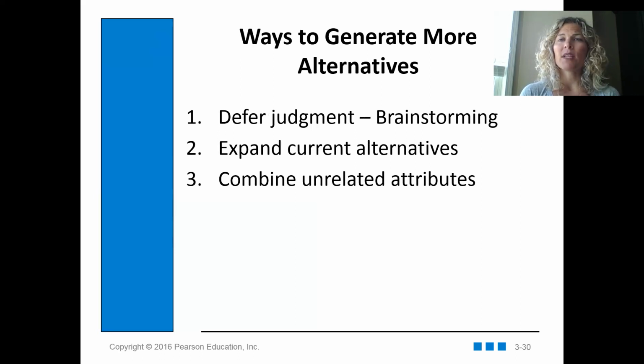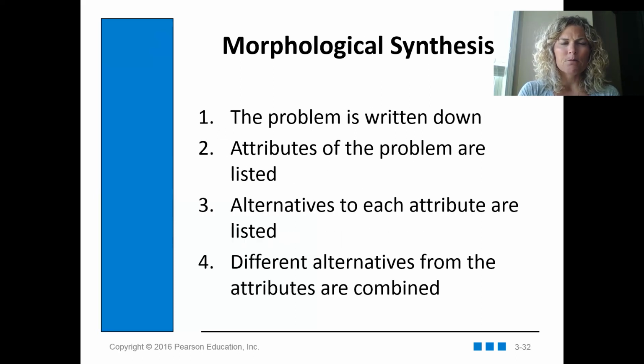The last one is combine unrelated attributes. There's a couple of different techniques that the book talks about, morphological synthesis and the relational algorithm, which is on the next slide. Morphological synthesis is really trying to break the problem down into its different components, the different attributes of the problem. You come up with solutions for each of the different attributes and then rearrange them to come up with more combinations of what we can do to resolve the issue.